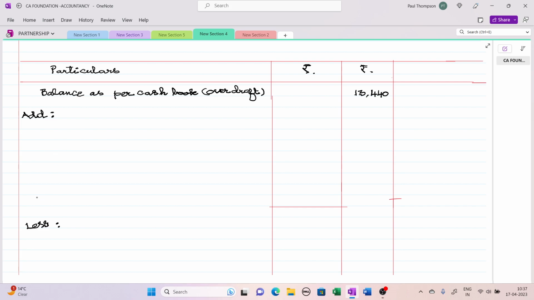So I have to write it in the less: debit side of cash book undercast, 1,200.